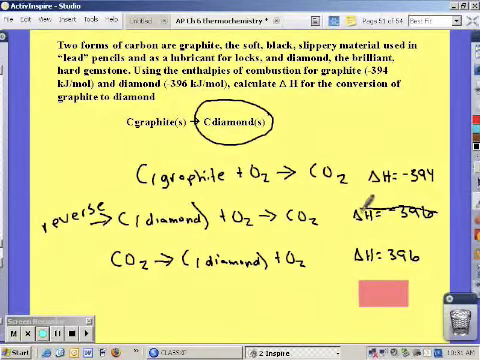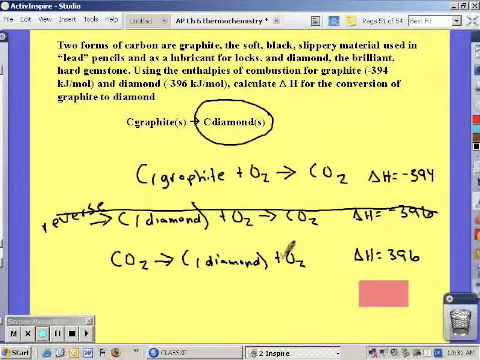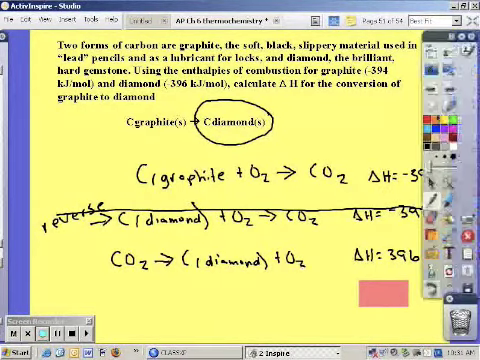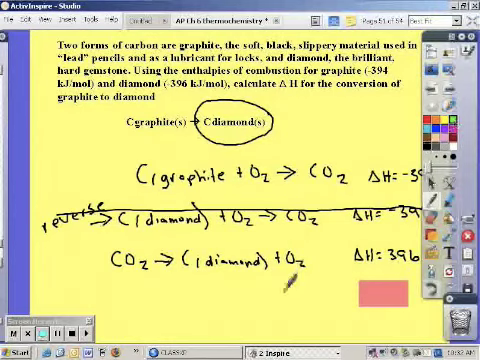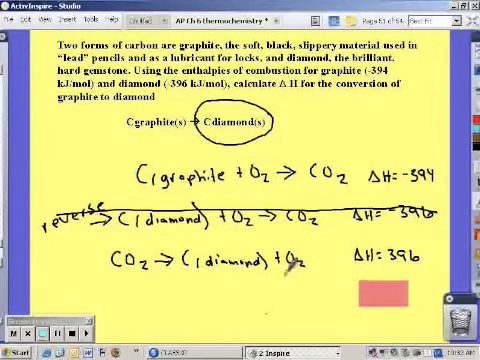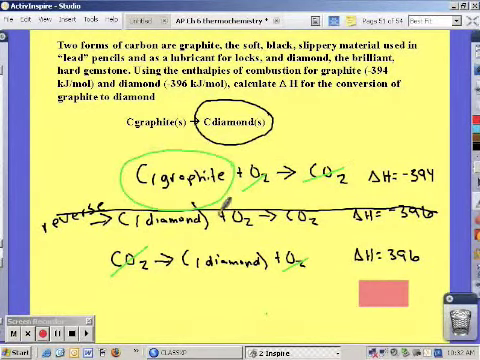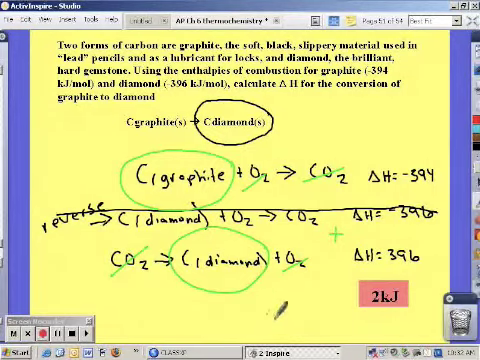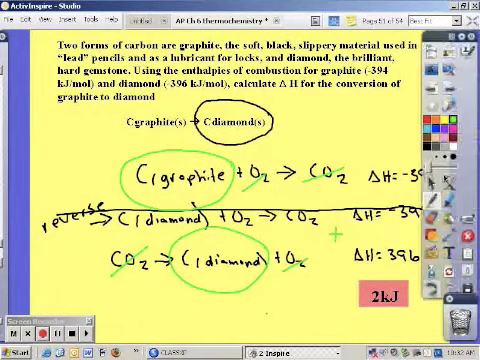We're going to scratch through this equation so we don't get confused later and accidentally add it up. Once you have your equations where you want them, then you can start crossing things out. If it's a product on one reaction and a reactant on the other, you can cross it out. Notice, once we've crossed out everything we can, we have the reaction that's above. C graphite goes to C diamond. So we add our delta H's up and we get 2 kilojoules.